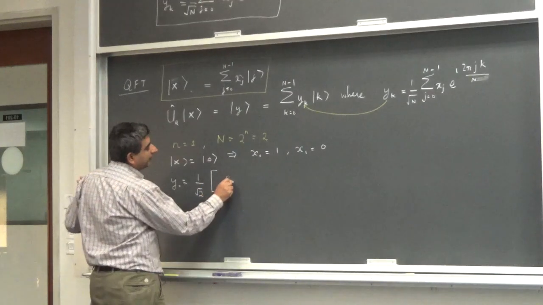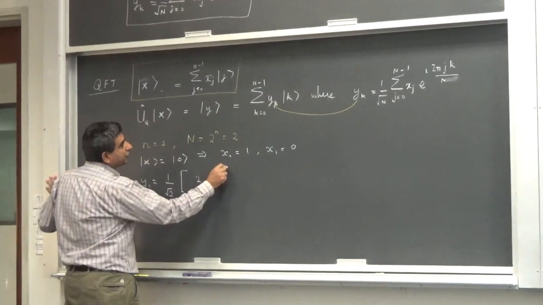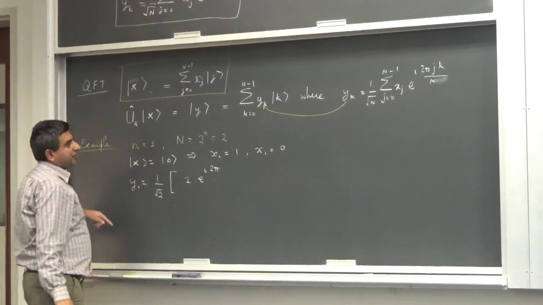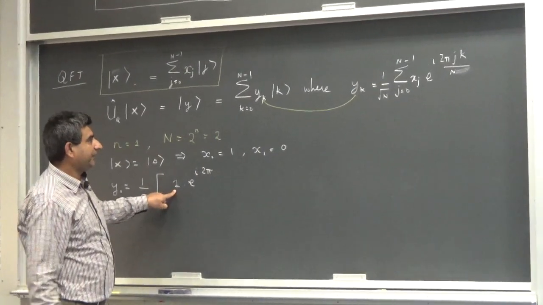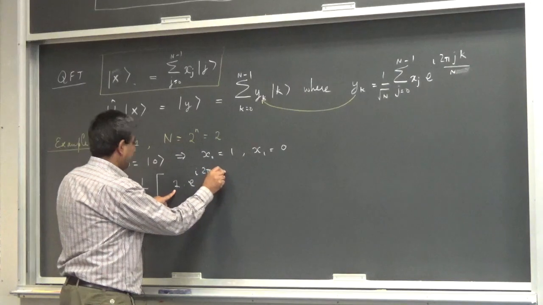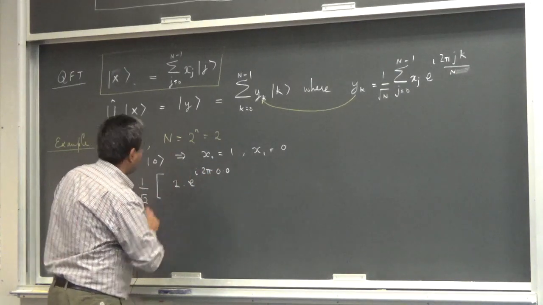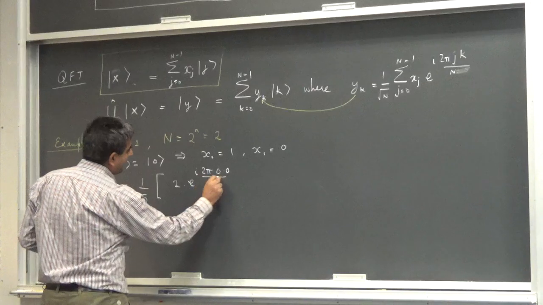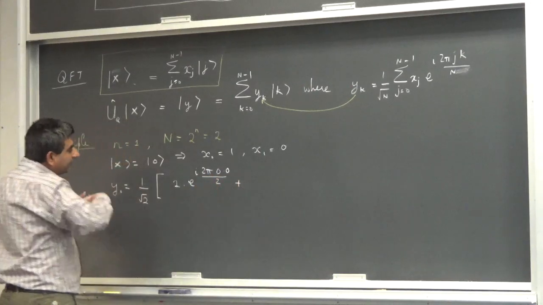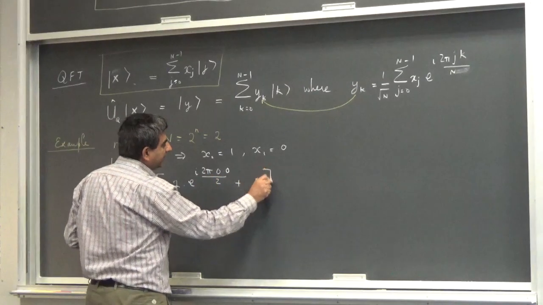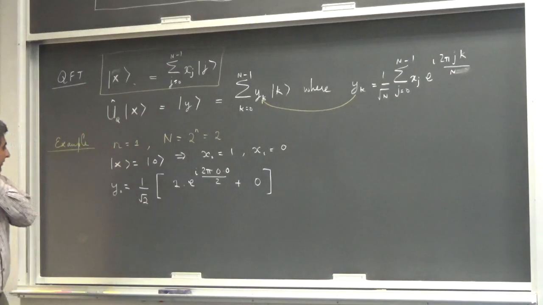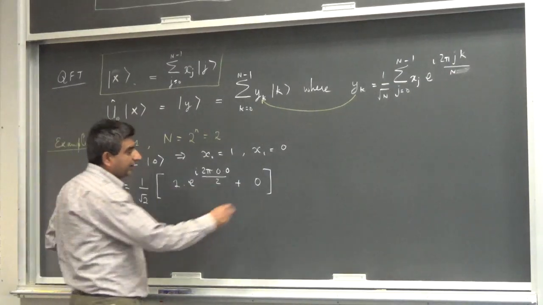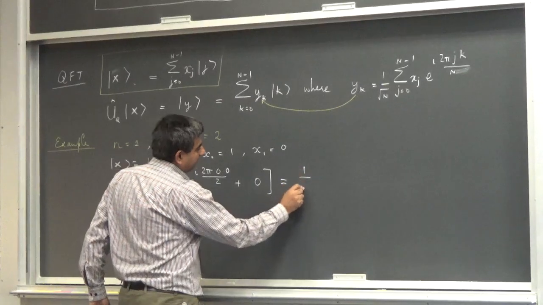x0 is 1, e^(i 2π j·0 over 2)... Now my j is 0, so 0 times 0 over 2, plus my other x is 0, so whatever comes with this doesn't really matter. So this thing becomes 1, so my y0 is 1 over root 2.